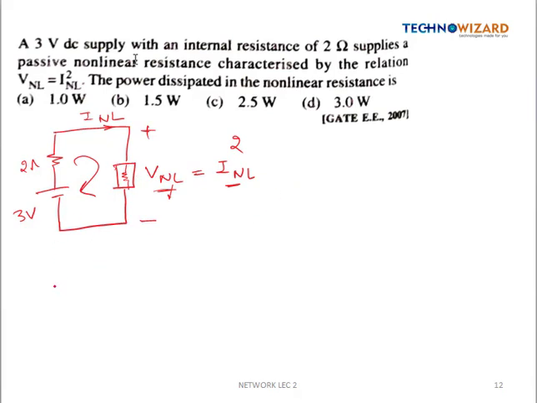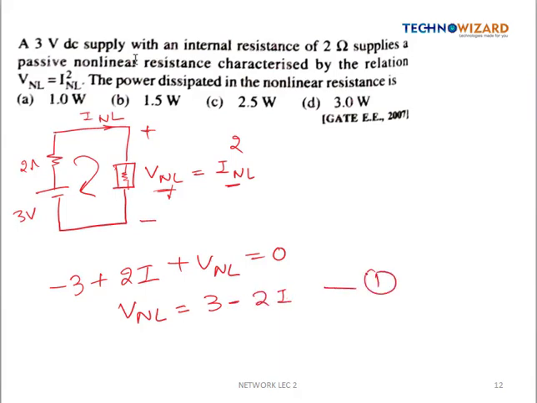So I'll simply apply the KVL. Minus 3 plus 2I plus VNL is equal to 0, right? So from here we can find out the value of VNL will be equal to 3 minus 2I. So this is equation 1. Now they have already given us VNL is equal to INL square. This is equation 2. So we can simplify these two equations.